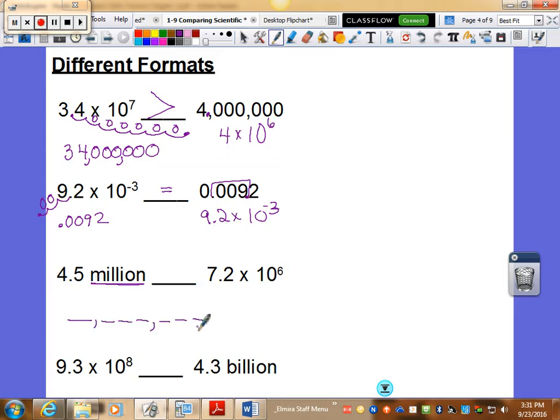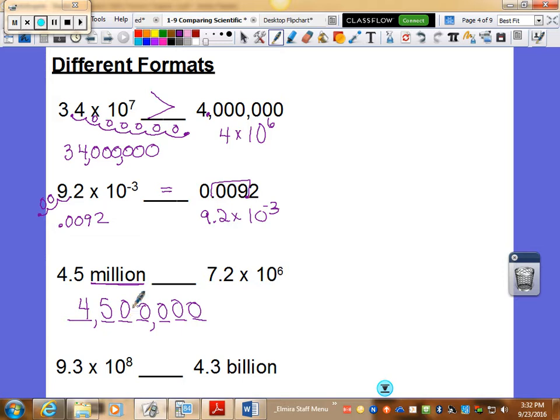Million has 6 place values after it. But when it says 4.5 million, I've put the 4 in the millions place, the 5 after it, and filled in the rest with placeholding zeros. Okay, well, that's still standard notation, and this is scientific notation. So I still have some converting to do.